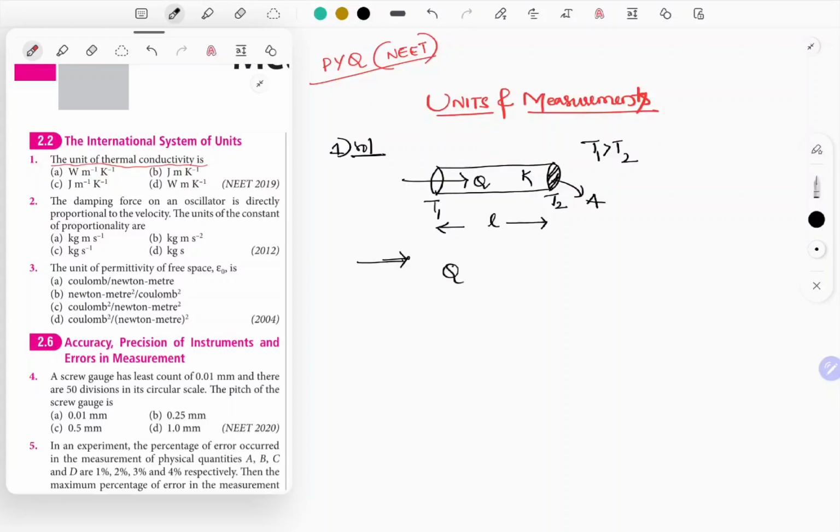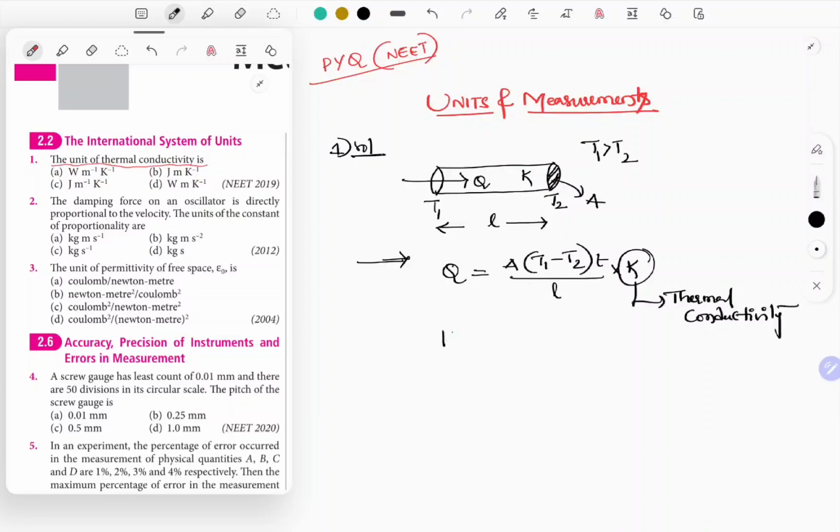For the amount of heat transferred from the left end to the right end, we have a formula: Q is equal to K into A into change in temperature, that is T1 minus T2, into time taken, divided by length of the conductor. This is the formula we have. When we remove the proportionality, we get a constant called thermal conductivity. For this, we are going to find the dimensional formula and unit. Okay, let's get started.